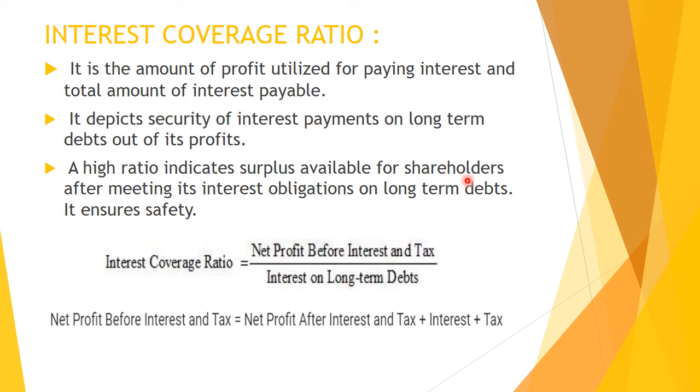Now the formula for interest coverage ratio is net profit before interest and tax divided by interest on long-term debts. Now, the net profit before interest and tax includes what? Net profit after interest and tax plus interest plus tax. These things are included in NPBIT. In short it is known as NPBIT, but you have to write it in full during your exams.